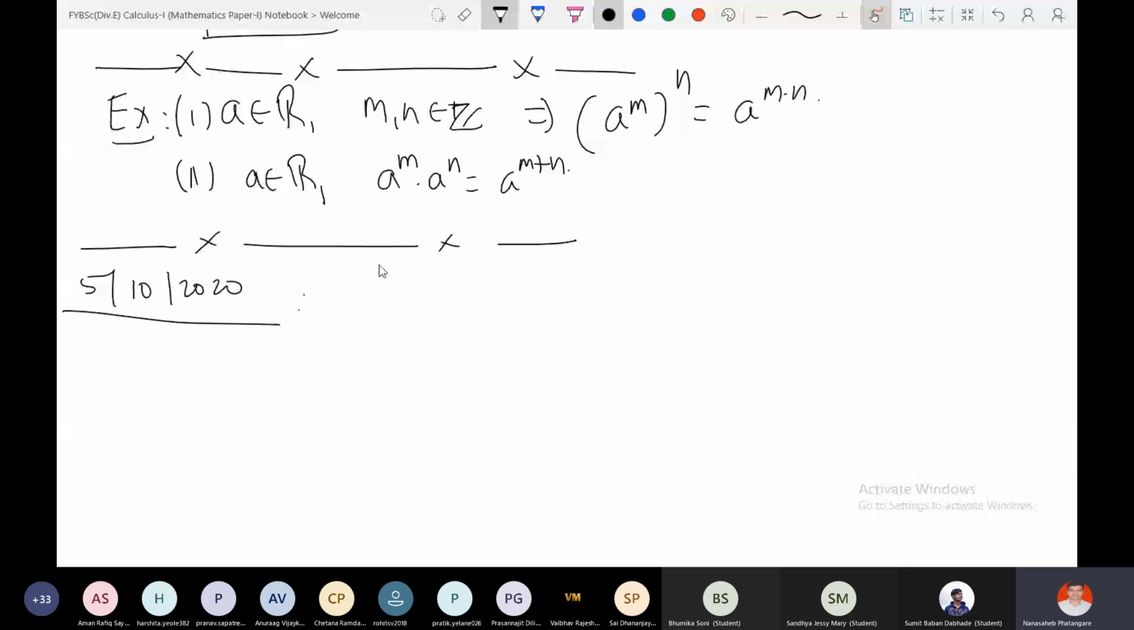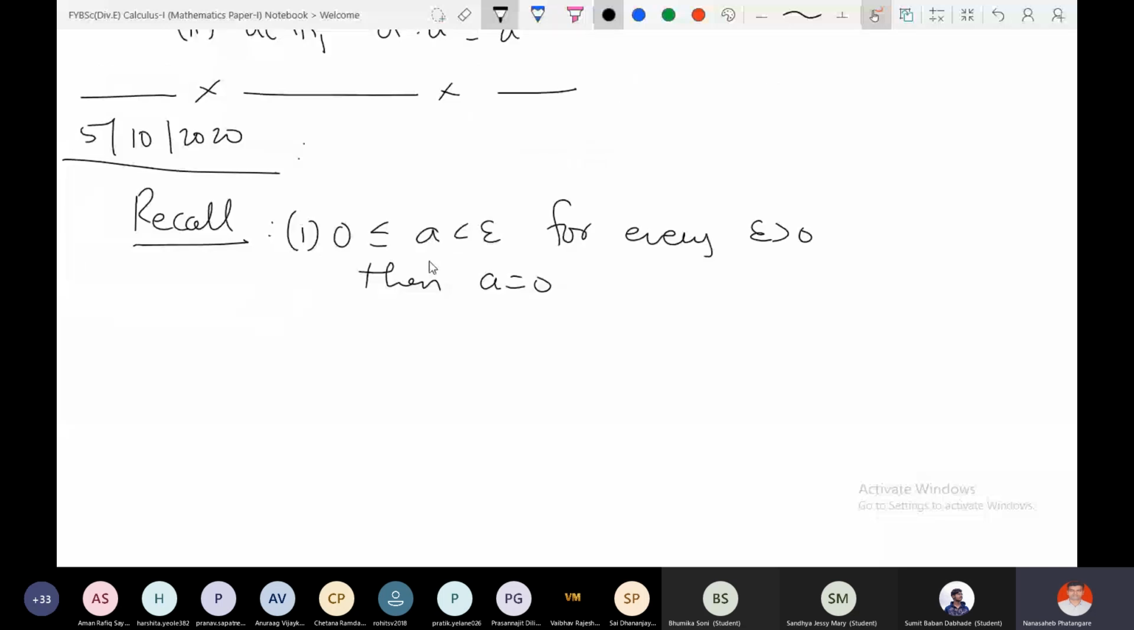So what we discussed: if 0 ≤ a < epsilon for every positive epsilon, then a must be 0. So if a is a non-negative number which is less than every positive number, then it must be 0. This we discussed last time.